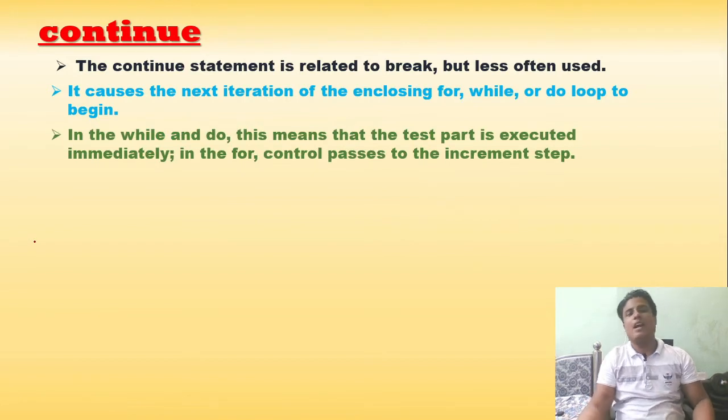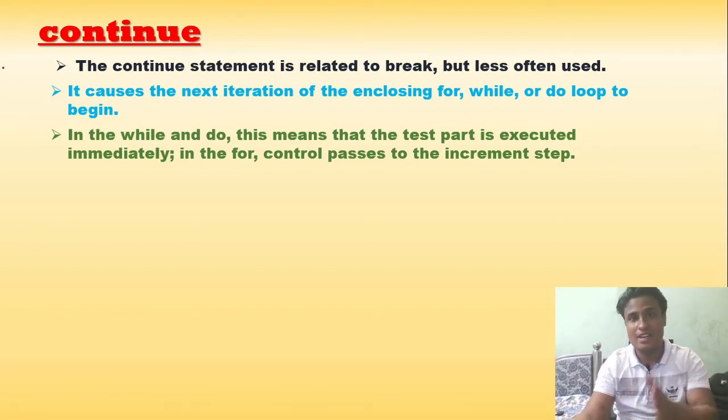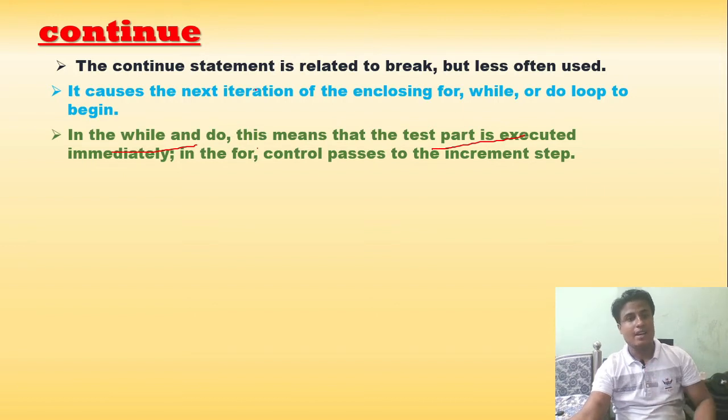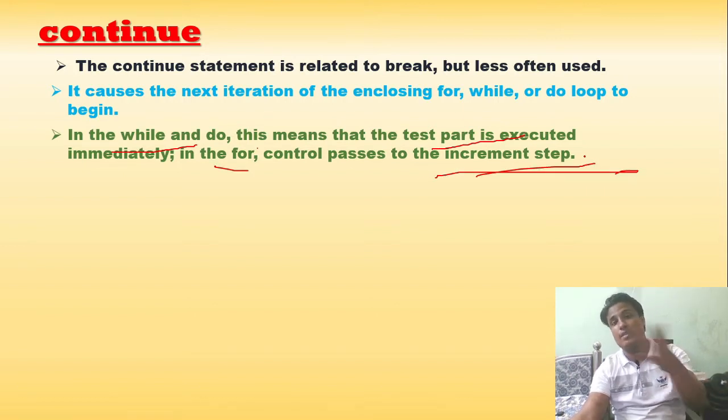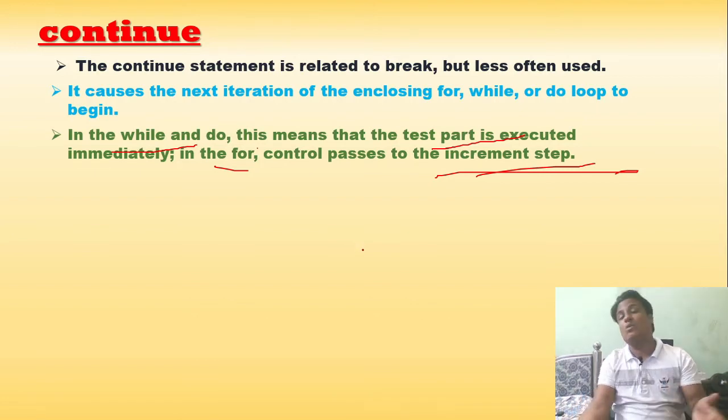In the while and do-while, this means that the test part is executed immediately. In the for, control passes to the increment step. I hope you are getting it. I have explained this point earlier. In case of while and do-while, the test part, the condition checking part, is executed, and in case of for loop, the increment step, or decrement or updation step, you can say. So this is the basic difference of using continue and break here. You must remember this point and keep it in your mind. Nevertheless, when you move into the coding session, it will definitely cement in your brain.